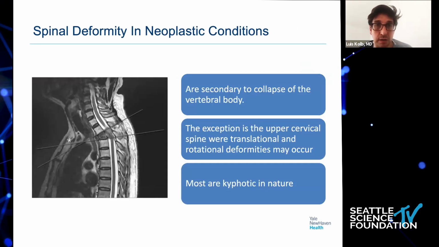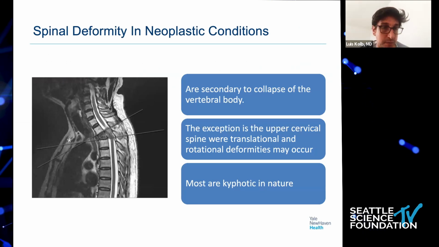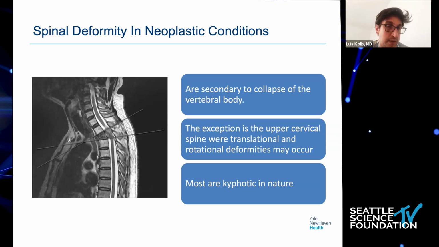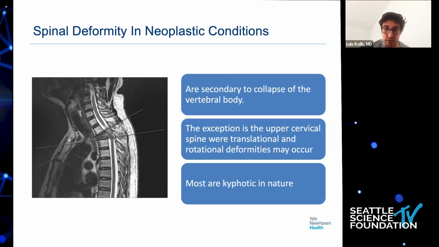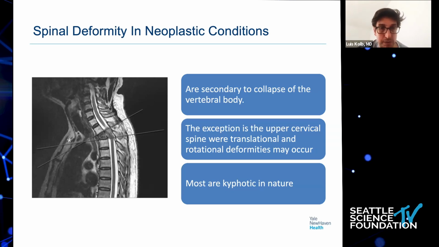In terms of spinal deformity and neoplastic conditions, a lot of these are secondary to collapse of the vertebral bodies that we've seen before. Most of them are kyphotic in nature, except in the upper cervical spine, where they can be translational and rotational as well. On the left here, you see a focal kyphotic deformity, which is the most common presentation of deformity in the cancer population.